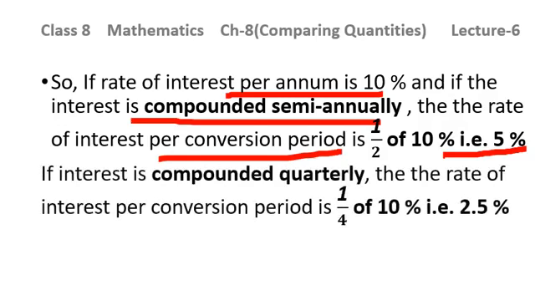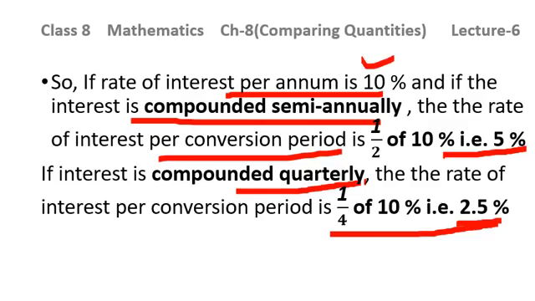And if interest is compounded quarterly, how many quarters are there in a year? 4 quarters, 4 conversion periods, so it will be divided by 4. The same 10% divided by 4 will give you 2.5%. If it is quarterly, it will be divided by 4. If it is semi-annually or half yearly, it will be divided by 2.